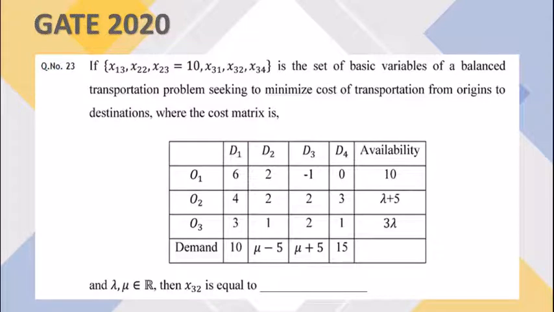So this is not a multiple choice question. As you can see, there are no options given A, B, C, D. We just have to find out the answer and write it in the blank. So let's read the statement.